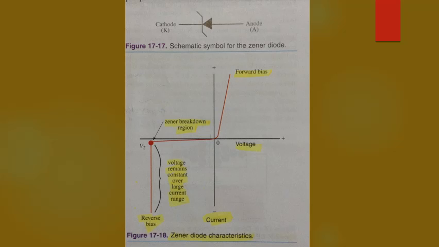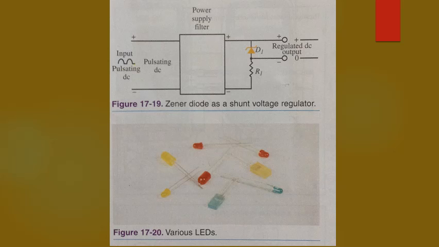At the Zener breakdown point, the Zener diode is able to maintain a fairly constant voltage as the current varies over a certain range. Because of this attribute, the diodes provide excellent voltage regulation. Figure 17-19 shows a Zener diode being used as a simple shunt regulator.